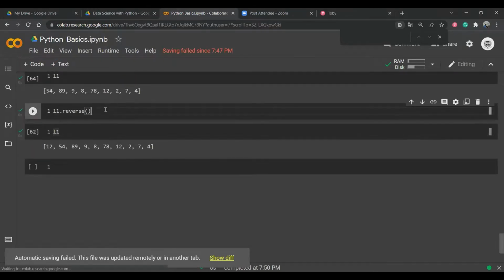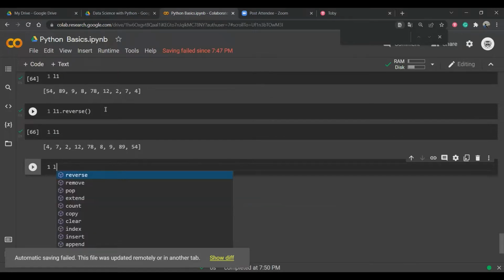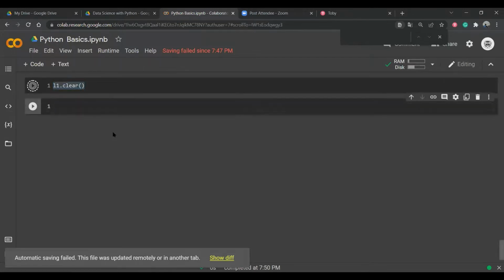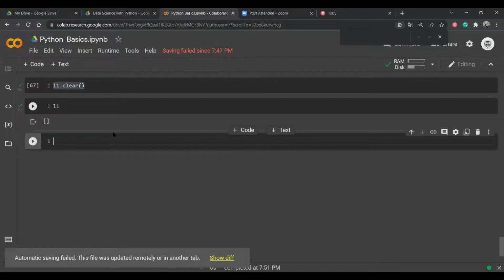Now, we can reverse the element. And at last, I think we have seen all the functions. So you can use the clear operation and remove all the elements from this L1. These are all the things you can try to perform with respect to a list. Now another data type is a dictionary, which is also a data structure.